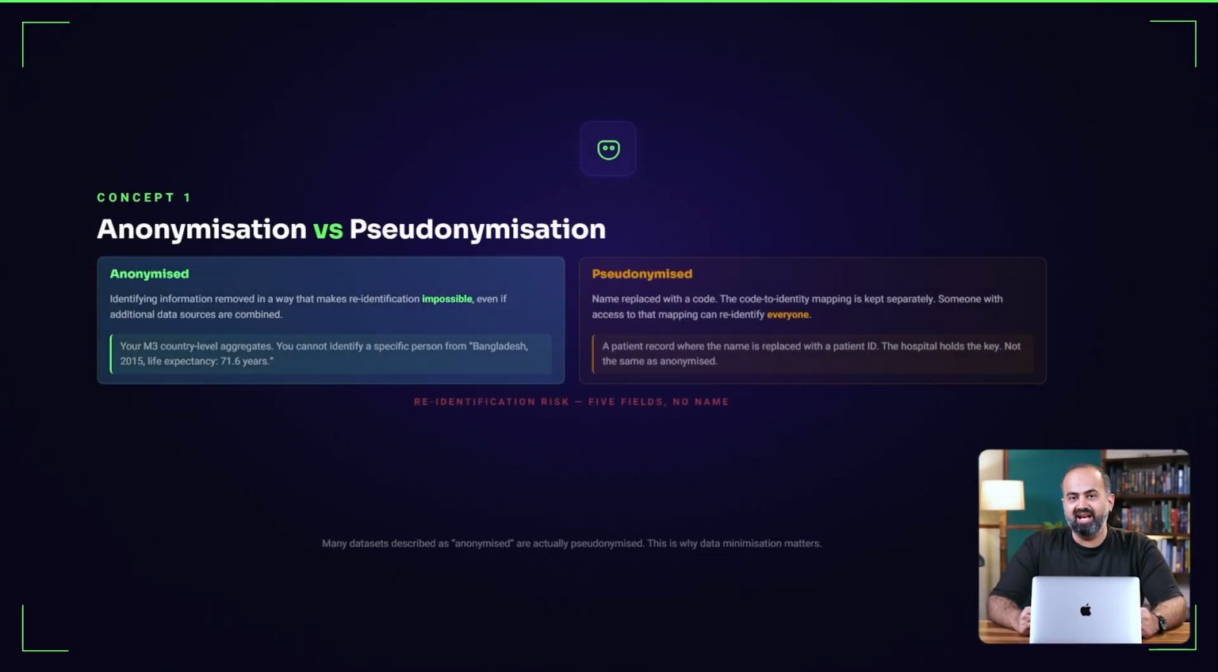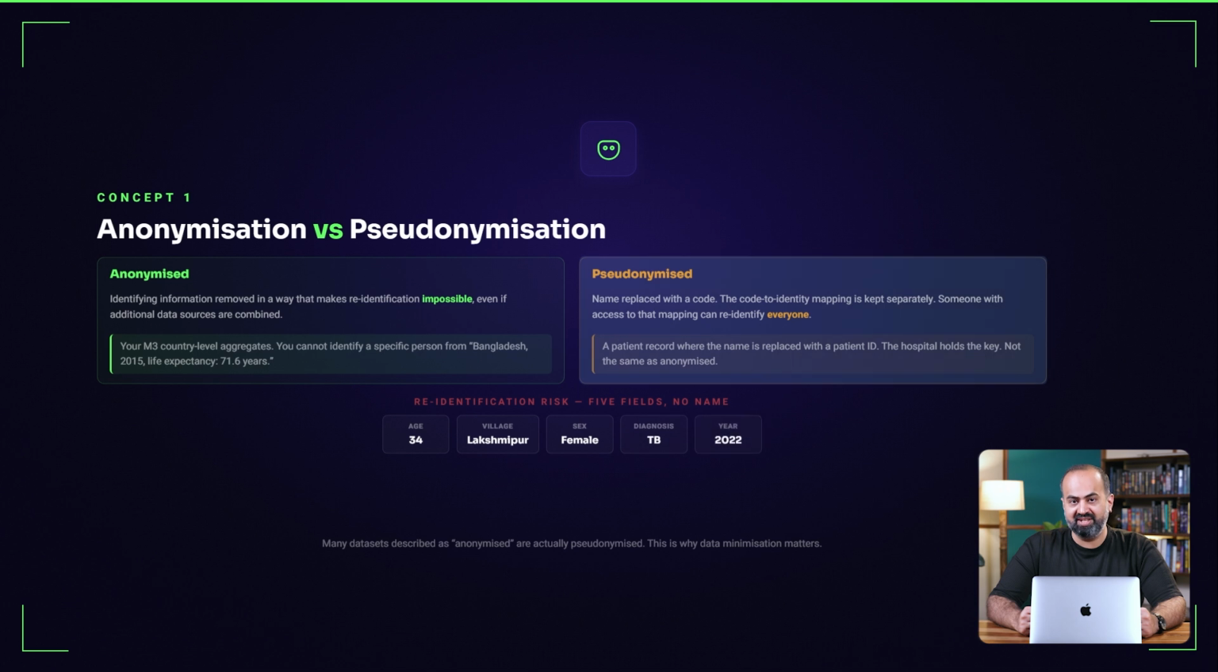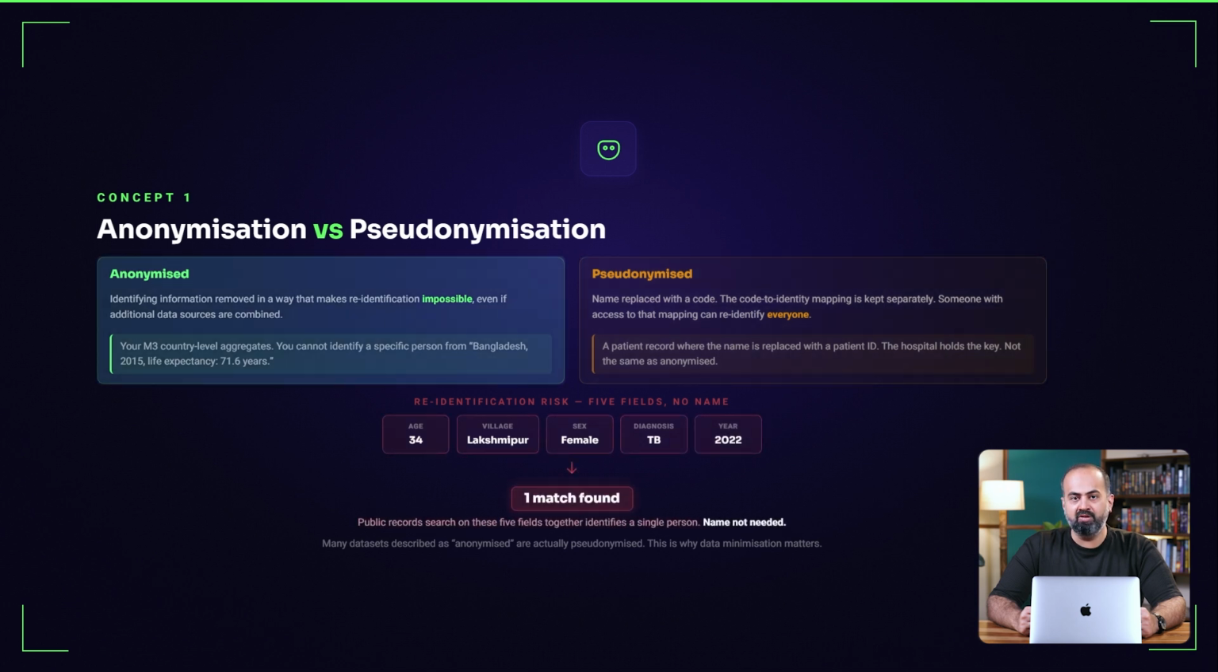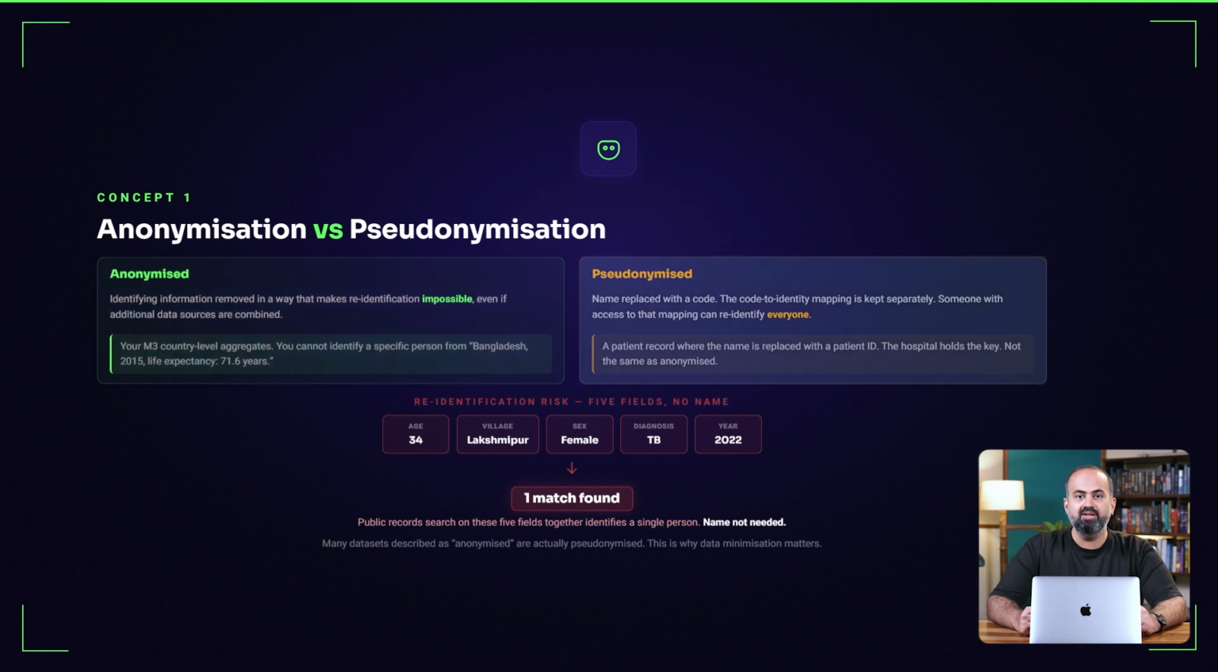First concept: anonymization versus pseudonymization. Anonymization removes identifying information in a way that makes re-identification impossible, even if additional data sources are combined. Your Module 3 country-level aggregates are anonymized. You cannot identify a specific person from limited data points like Bangladesh 2015 and life expectancy 71.6 years.